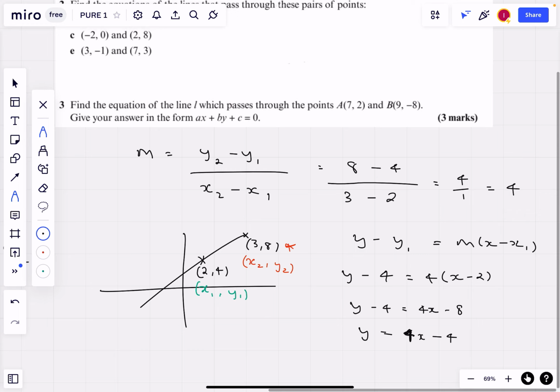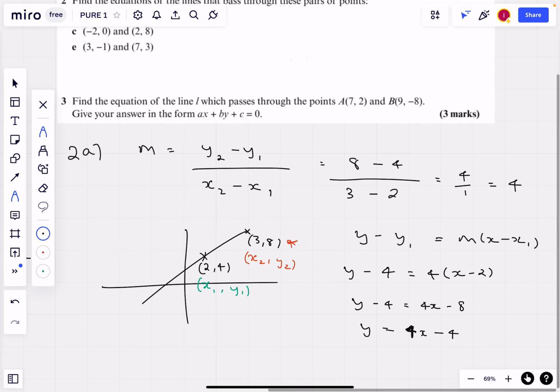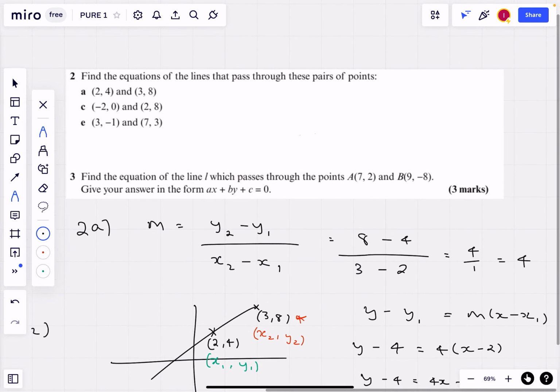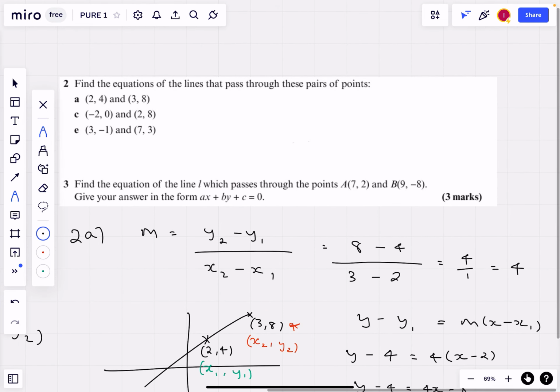That's it. That's all you have to do. You work out the gradient first using the gradient equation. Then you work out the equation of the straight line using that general equation. So that's 2A done. I want you to attempt C, E, and question 3, please.